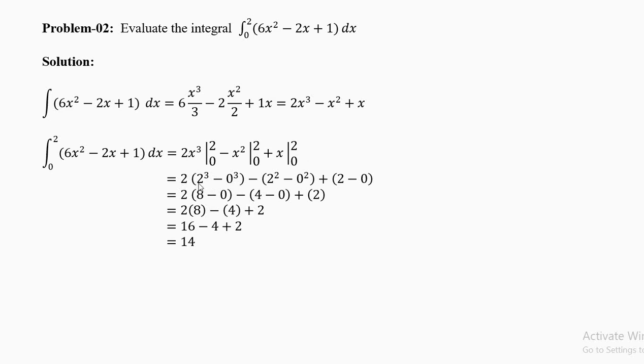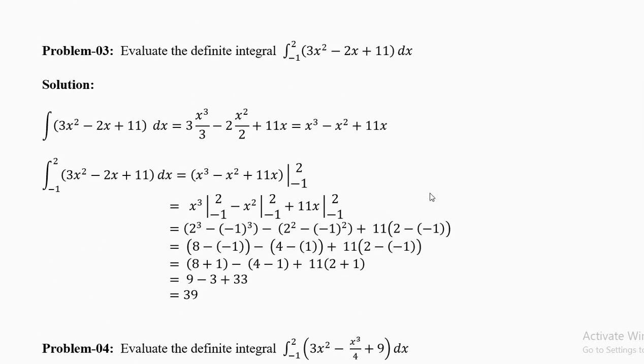Now write 2 outside. It is 2 cube minus 0 cube. It is 8 minus 0, which is 8. There was no need to write the 0, but I wrote it. And 2 into 8 is 16. Next term, not example. Minus 1. 2 square minus 0 square, you will get 4 minus 0, which is equal to 4. Remember the minus sign, so you have 16 minus 4. Now this is x. Outside the bracket you have 1, you don't write it. So second minus first, 2 minus 0, which is equal to 2. Again write down the 2. 16 minus 4 plus 2, you will get 14. So this integral is 14.